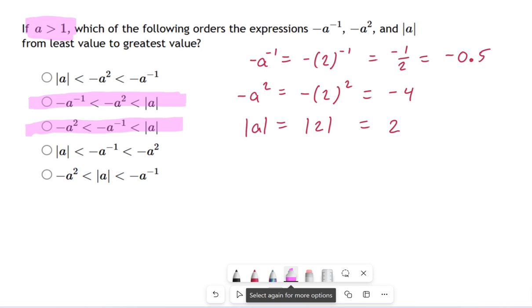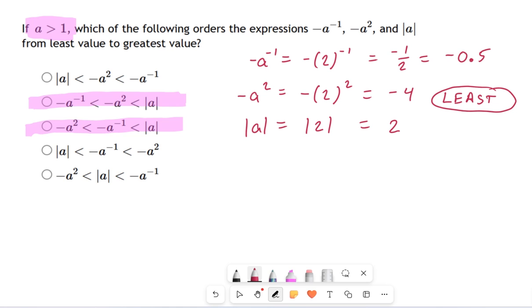And now I just need to figure out which one has, let's see, which one has this as the least right here. Okay, that's negative a squared all the way on the left. And there's only one answer that I have.